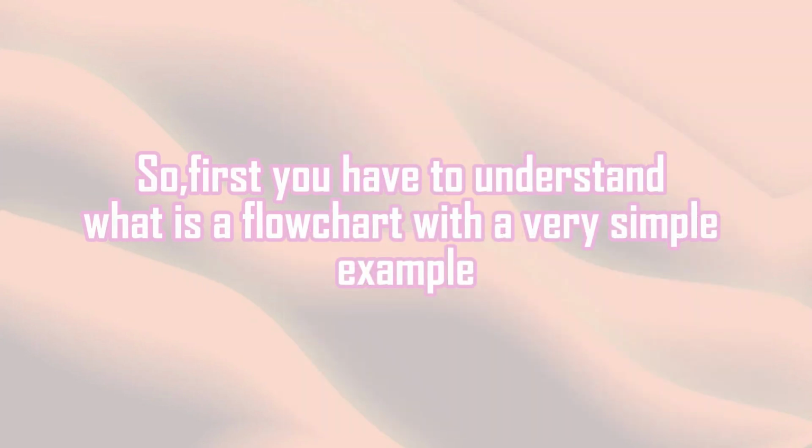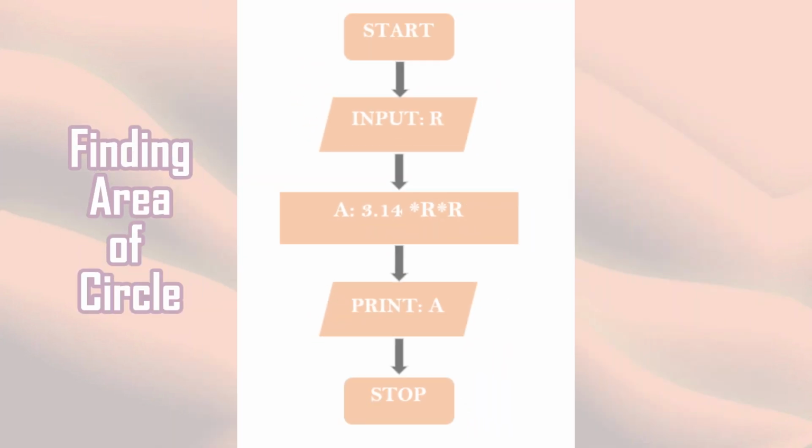So first you have to understand what a flowchart is with a very simple example. To find the area of a circle, what a computer should know is how big the circle is. So what is the radius of the circle, which is given as input. The next thing a computer should know is the area of the circle. The area of a circle is found by the formula known as pi r square.